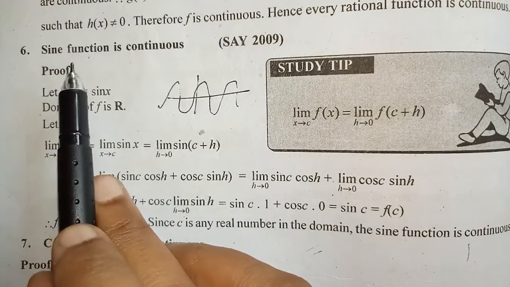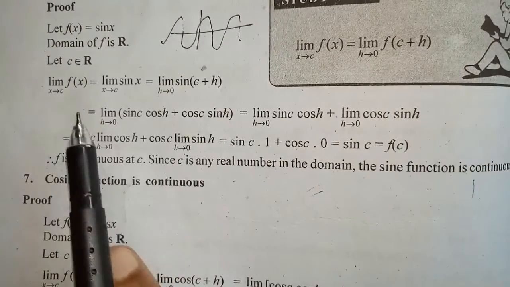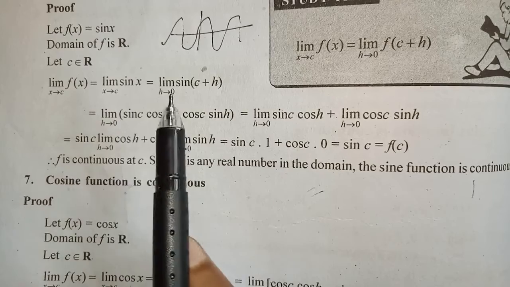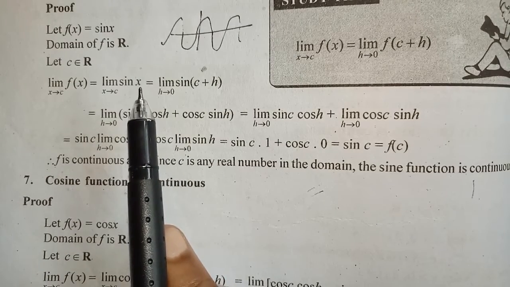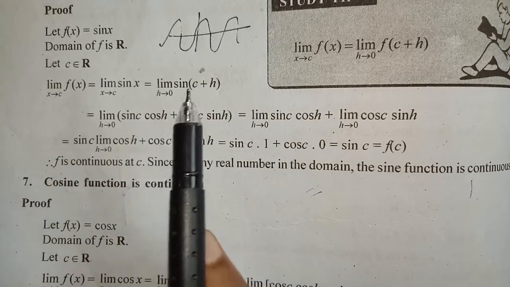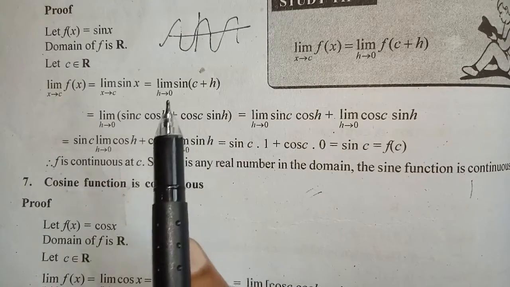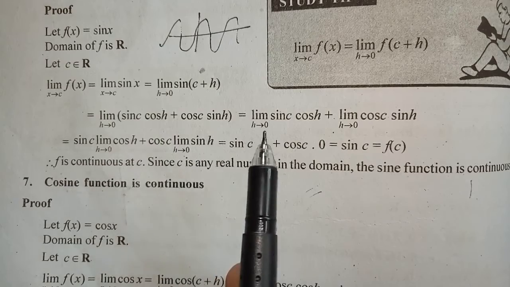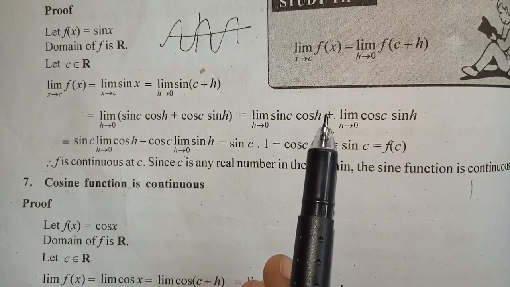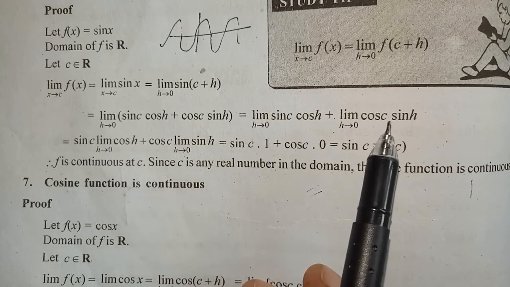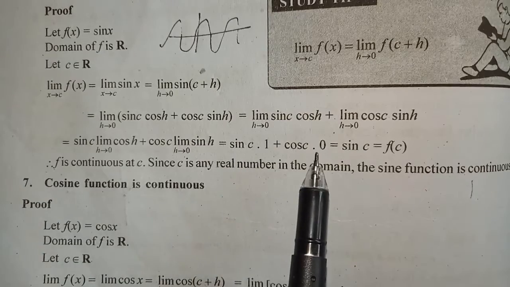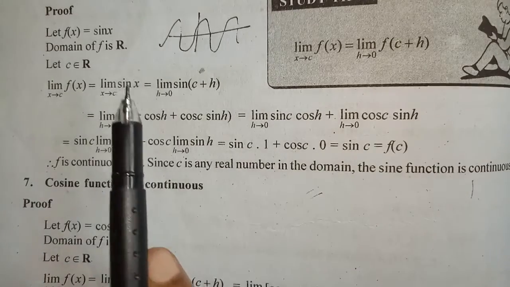So sine x is continuous. If you want, you can prove this also. Limit as x tends to c of sine x. You are making a substitution here: put x equal to c plus h. Then apply the formula sin a cos b plus cos a sin b. Since h is 0, cos h will become 1, so it is sin c. The cos c term is multiplied by sin h, which is 0, so it gets cancelled. So it will be sin c, which is the same as f of c.